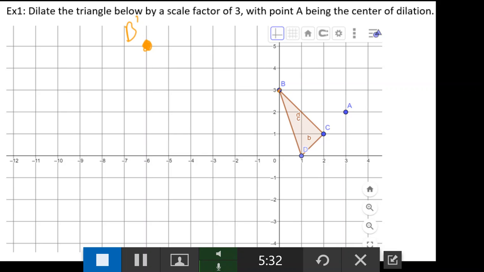So notice a couple things here. From A to B, if we were to look at the slope, well, I guess going from left to right, you would go down 1 and to the right 3.